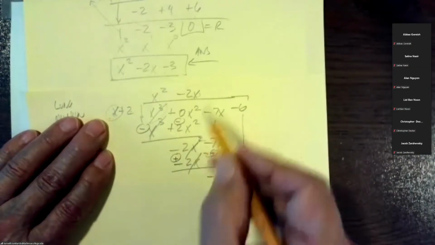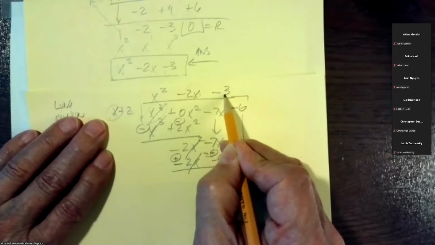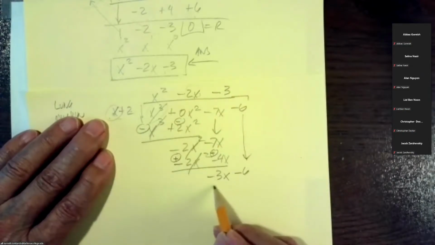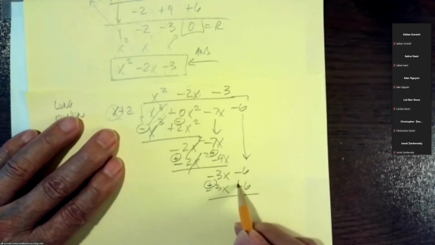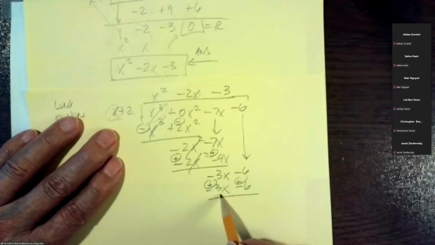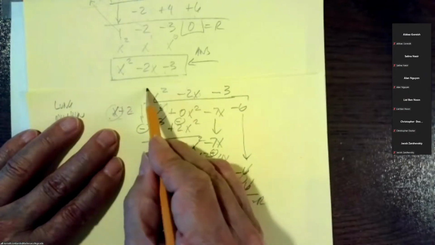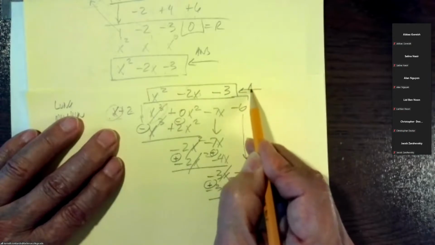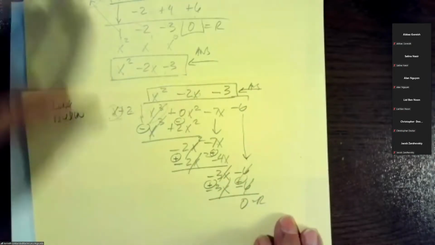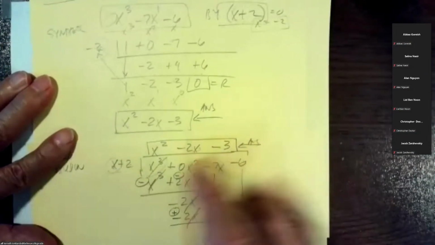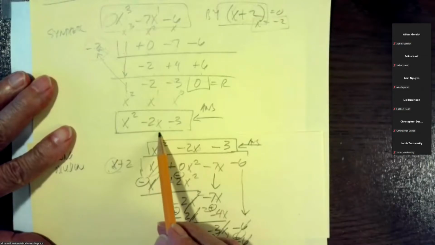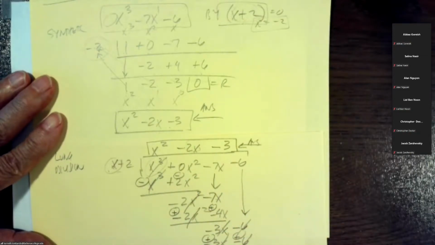X into negative 3x is a negative 3. 3 times x is negative 3x, negative 6. Change signs and combine: the 3x's will cancel, and 6 and 6, those will cancel, so the remainder is 0. So my solution is shown here. So you can take a look. That's the same problem done synthetically up here and by long division here.